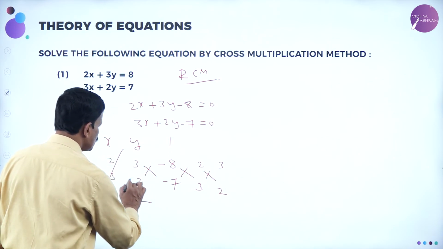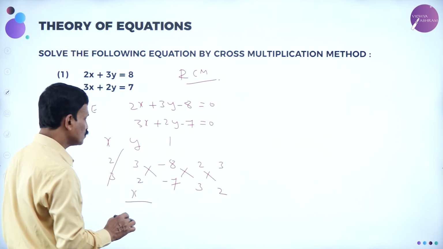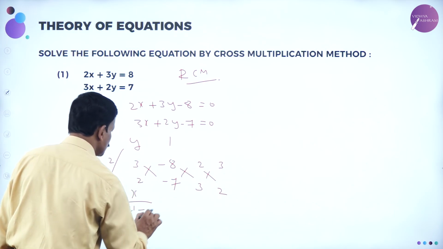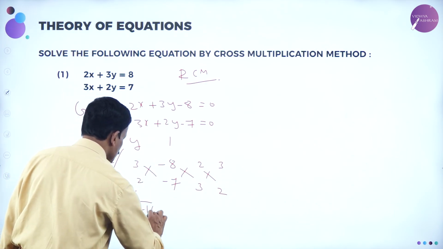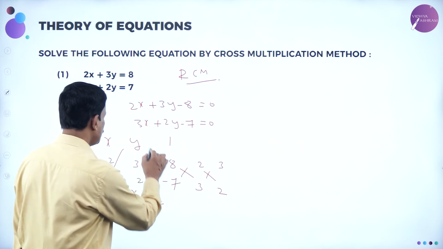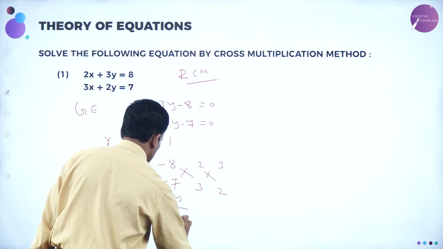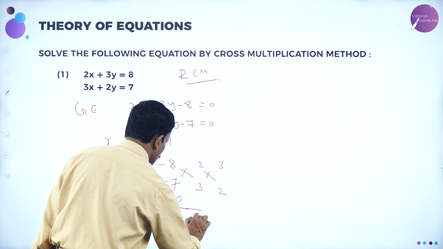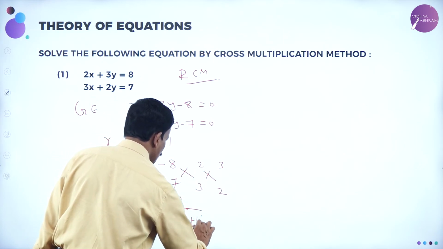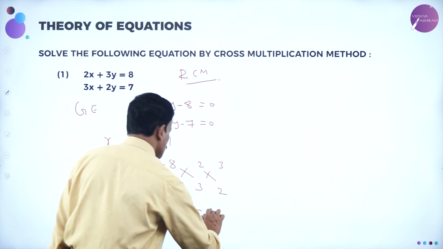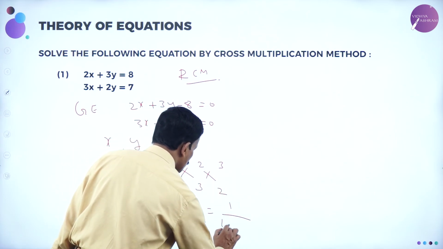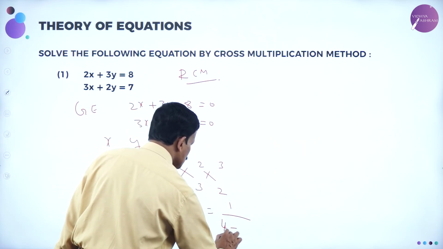x divided by 7 into 3 minus 21, minus into minus plus 8 to the 16. Then y divided by, multiply this, 8 into 3 minus 24, minus into minus plus 7 to the 14, is equal to 1 divided by 2 to the 4 minus 3 3s are 9.